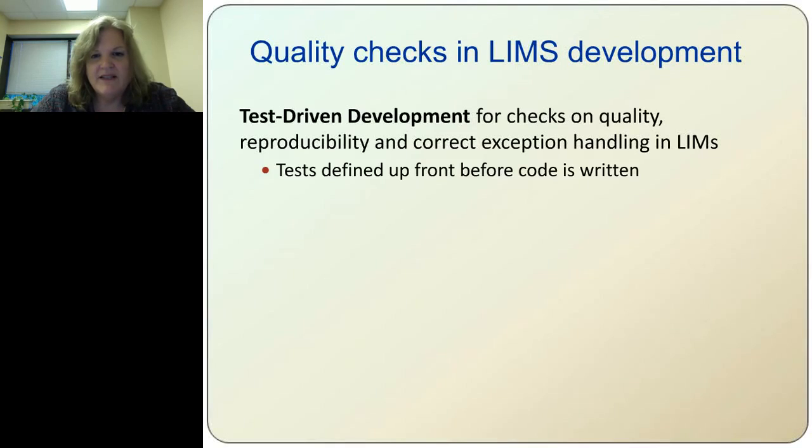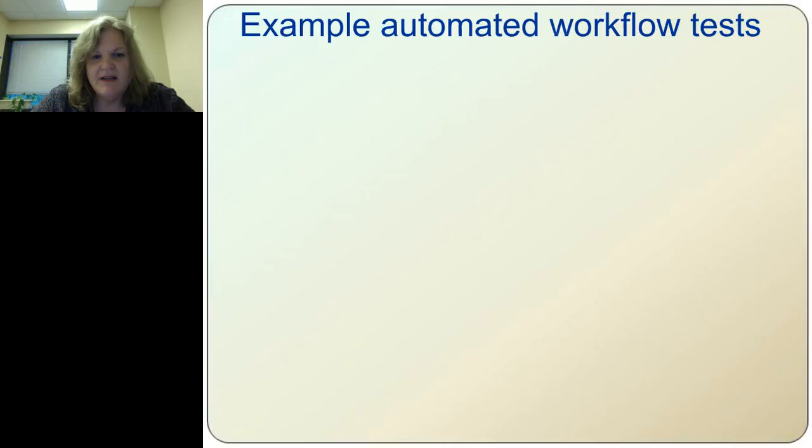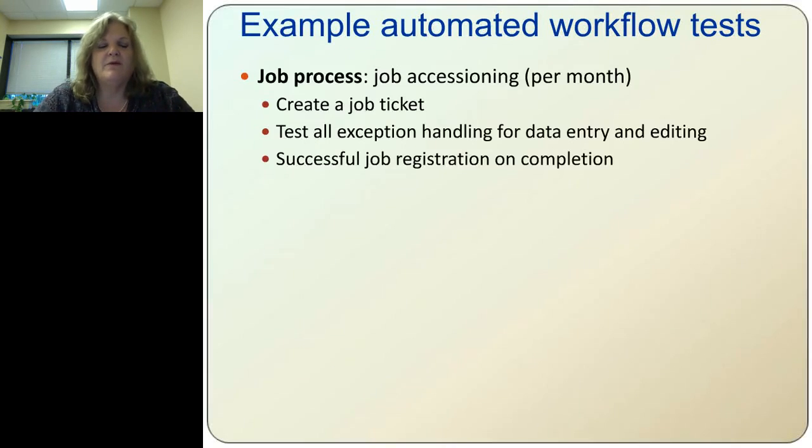So quality checks and LIMS development, I talked about that. Okay, so automatic workflow tests. So one would be job process. Job accessioning, every month we have an automated system that creates a job ticket. It tests all exception handling, so all the things that could go wrong when data is entered. We run that through a simple test, and then at the end of the test, we should have a successful job registration with the right data in it.